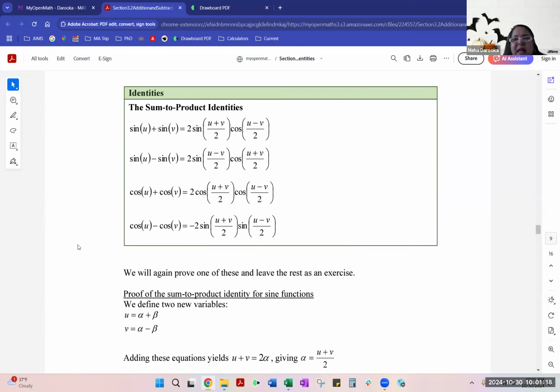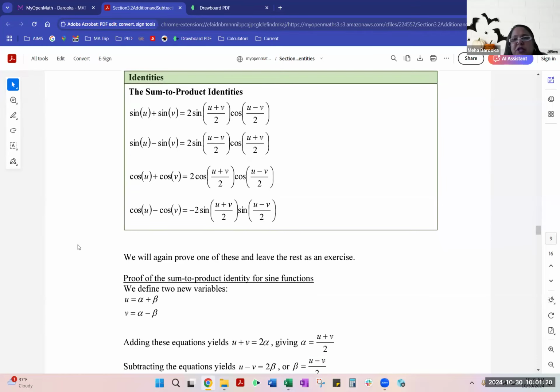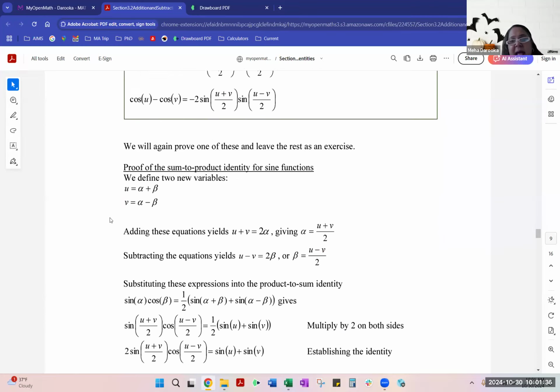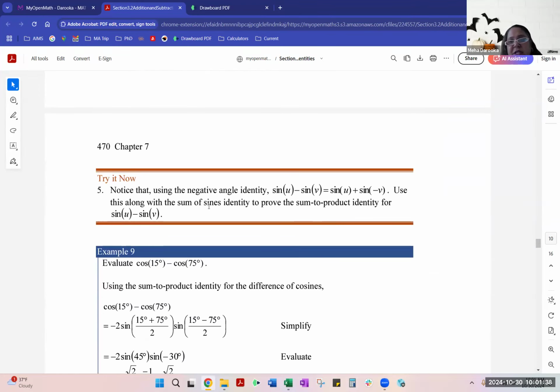So once you have that identity proven, honestly, we're just building up on that. And we are saying instead of starting over and trying to prove the second identity, we can just use the negative angle identity, take that negative sign, move it inside of the sine of v function, making it sine of negative v, and then basically just following the first identity and helping to show that this in fact does work out the way we want it to, and you are done.